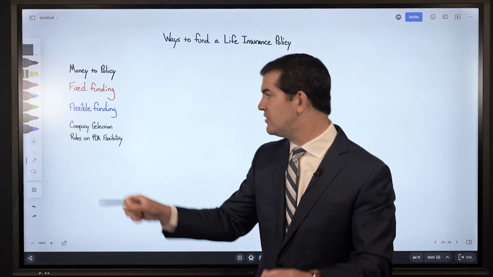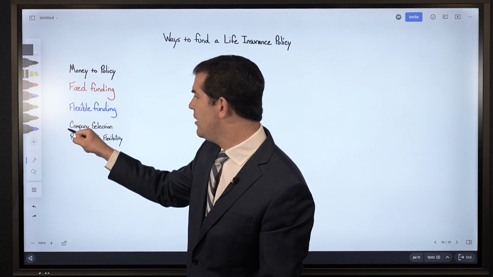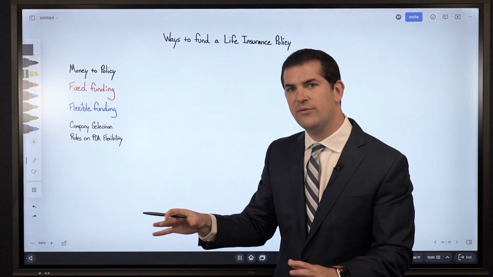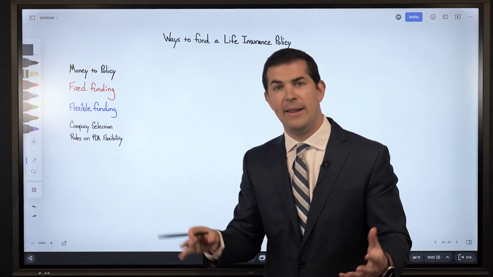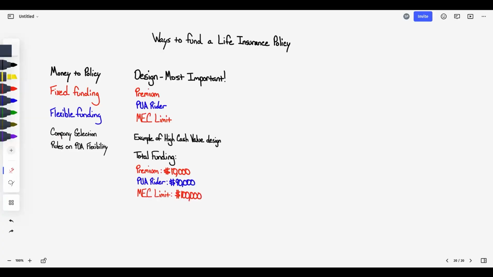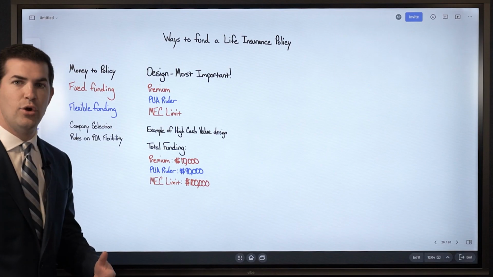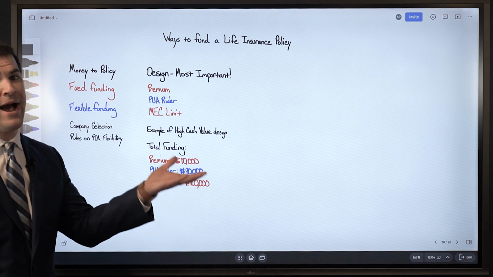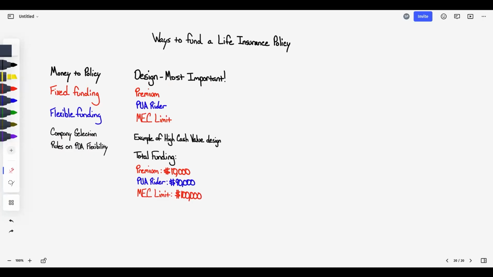But if you're interested in a flexible funding policy, having awareness on different companies will help you when making that decision. Now, the most important thing is the policy design. This is often the most important piece. If we don't get this right, we'll have low cash value, and we could be committed to a high dollar amount, especially if we're interested in a policy that's very, very flexible. I'm interested in flexible funding, not so much fixed funding.